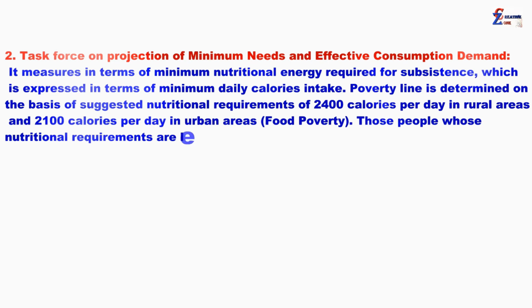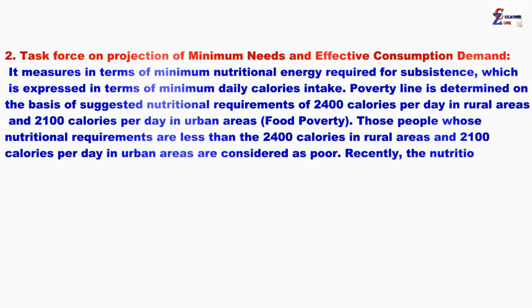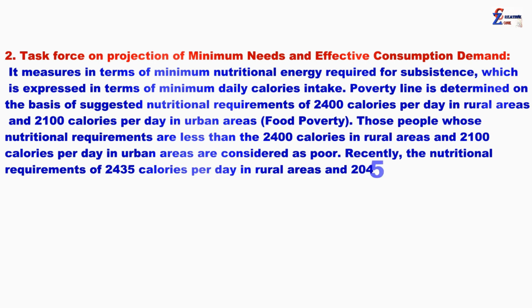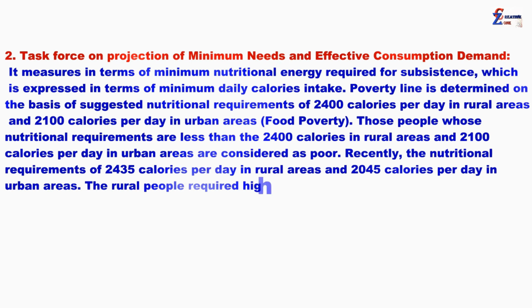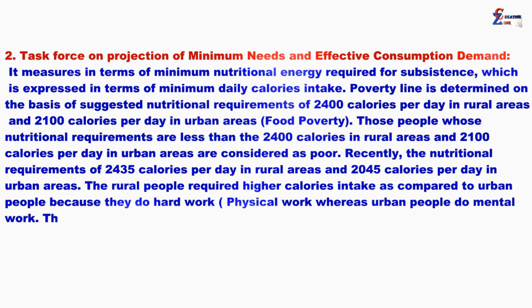Those people whose nutrition requirement is less than 2400 calories in rural areas and 2100 calories per day in urban areas are considered as poor. Recently, the nutrition requirements are 2435 calories per day in rural areas and 2045 calories per day in urban areas. The rural people require higher calorie intake as compared to urban people because they do hard work, means physical work, whereas the urban people do mental work. The poverty line has been defined as a food poverty.